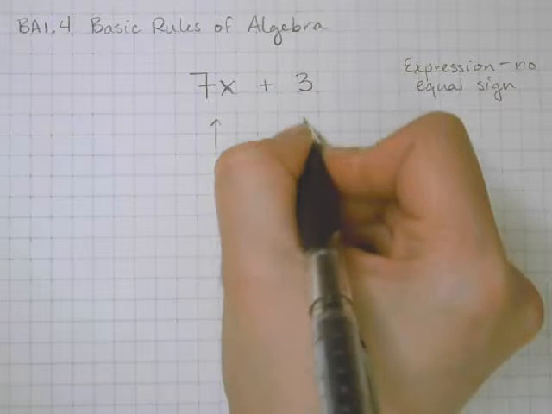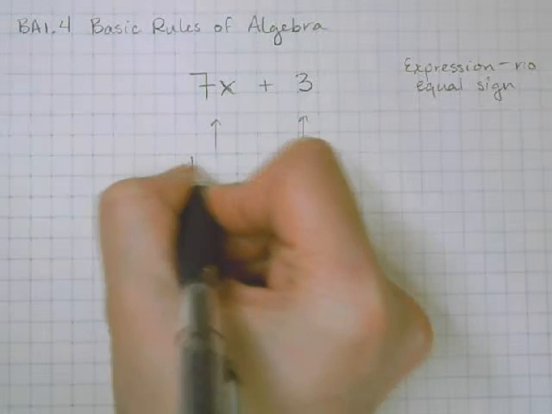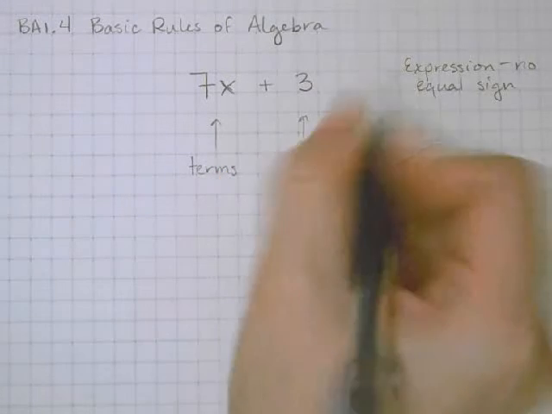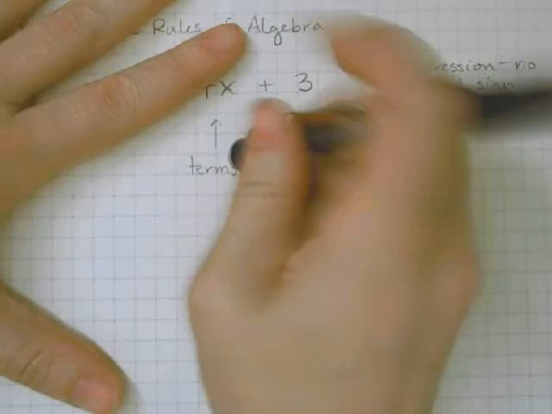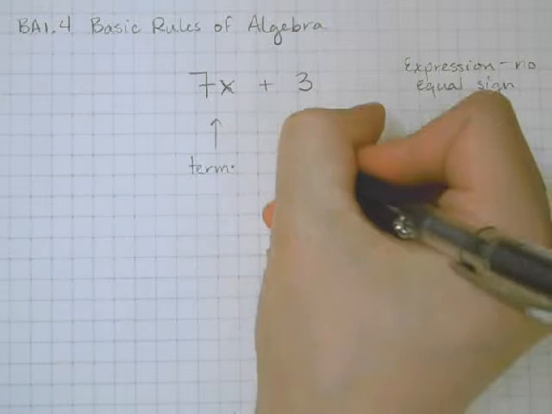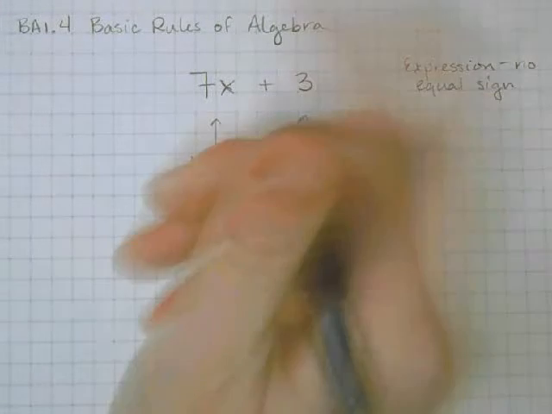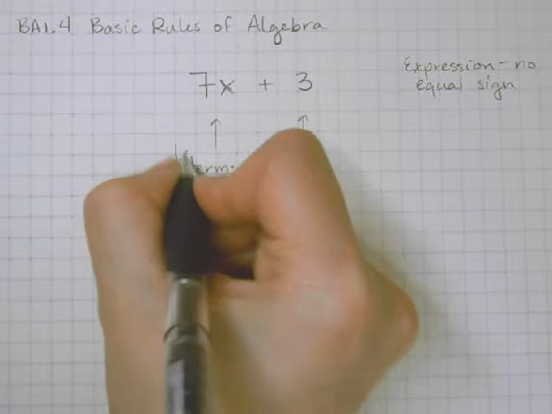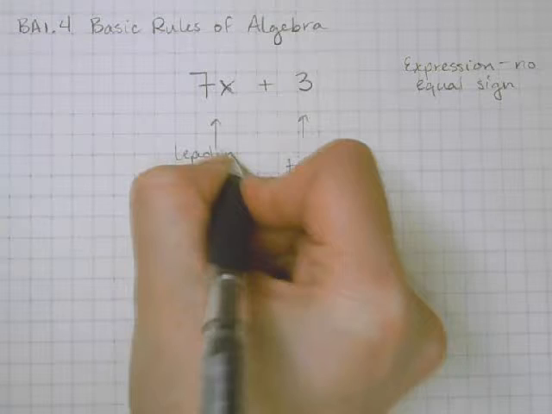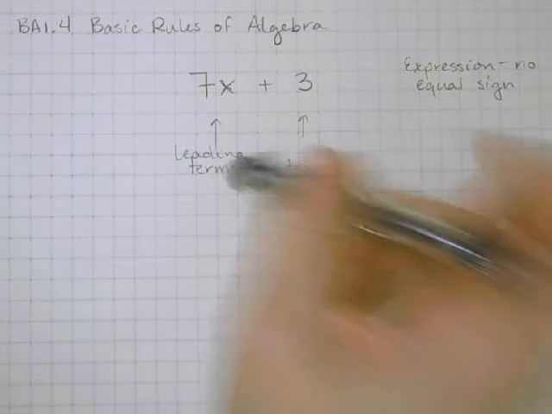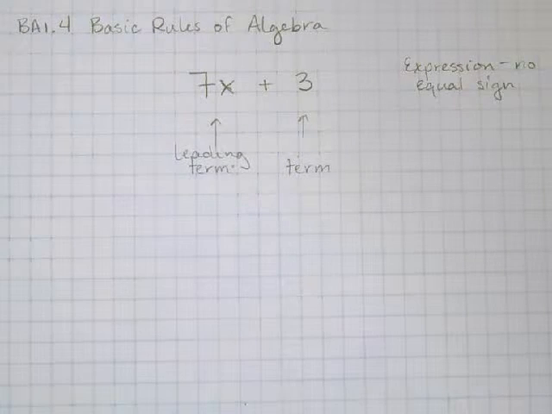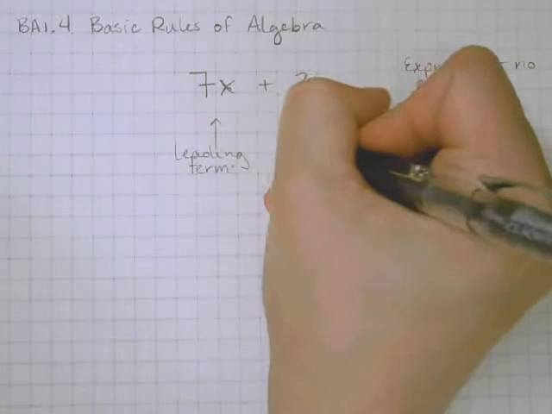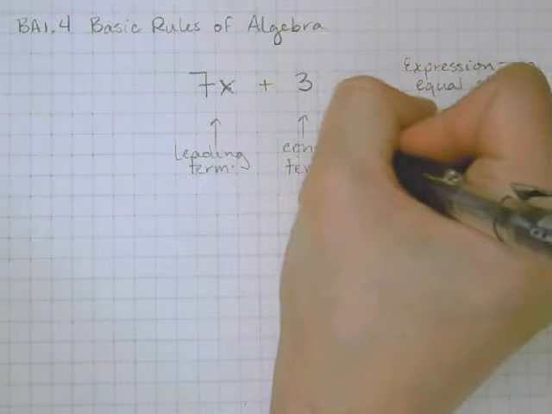7x and 3 are both terms. 7x, because it's the first one in standard form, is the leading term. And 3, because it has no variable with it, is called a constant term. So a number all by itself.